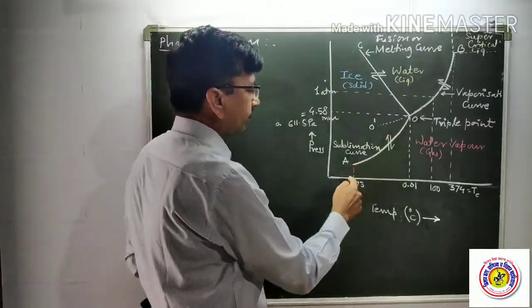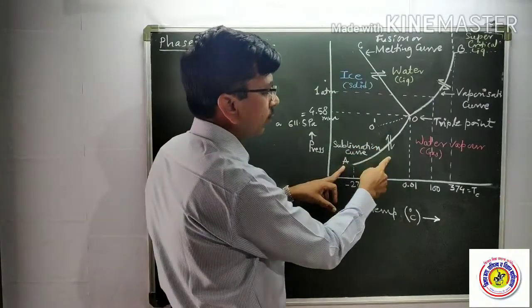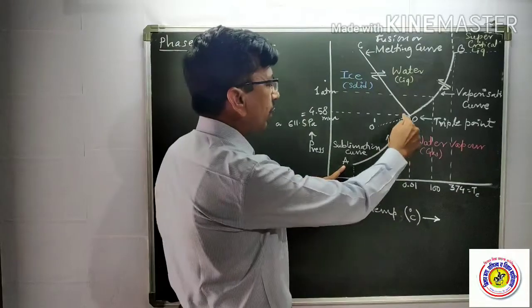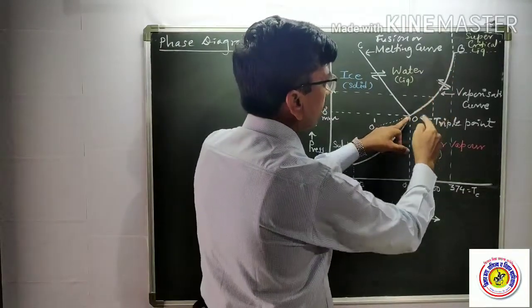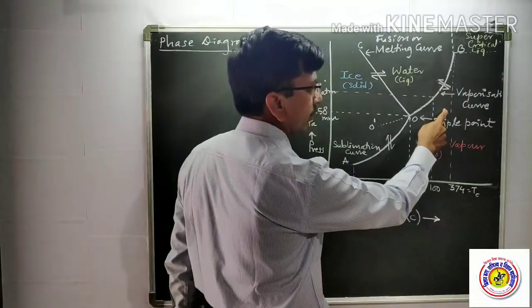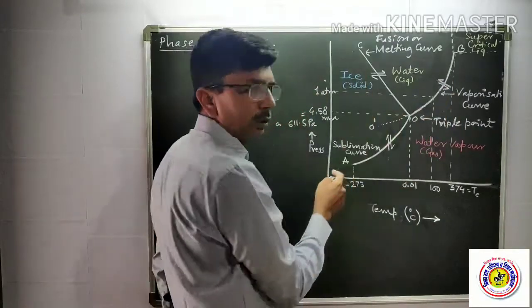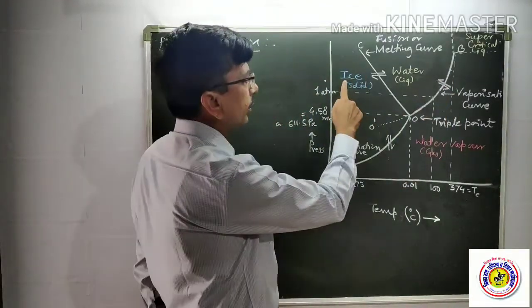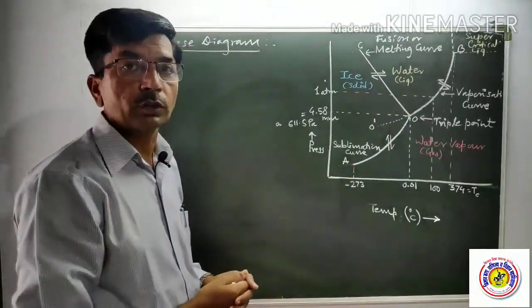Curve OA is the curve in which there is equilibrium between the ice and water vapor. This curve we call a sublimation curve. Curve OB is the curve in which there is equilibrium between the liquid water and water vapor. So this curve is called a vaporization curve. While curve OC is the curve in which there is equilibrium between the ice and liquid water, we call it a melting curve or a fusion curve.